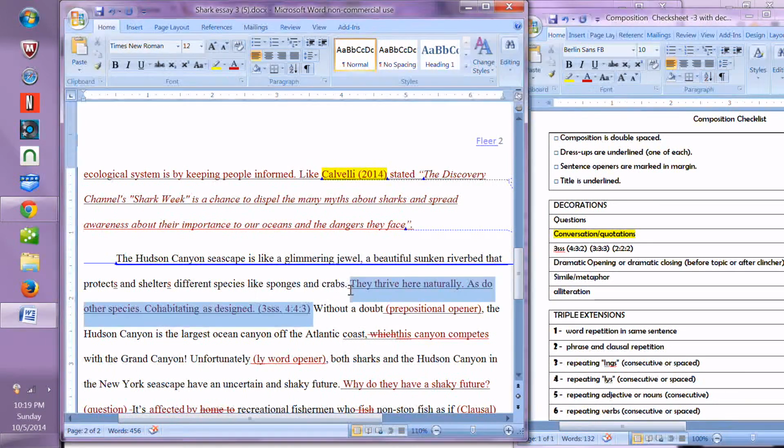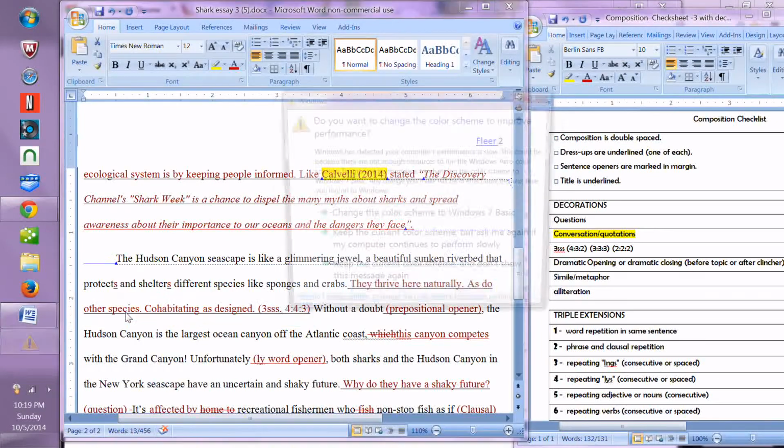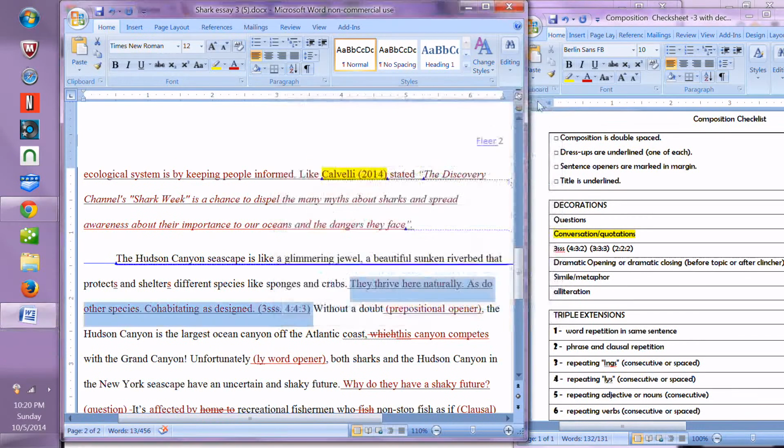This right here, and this is so tricky, these three short sentences with 4 words, and 3 words. You've got they thrive here naturally, which is a sentence, as do other species, cohabitating as designed. As do other species. Sorry. That's a clause. Cohabitating as designed is also a clause.